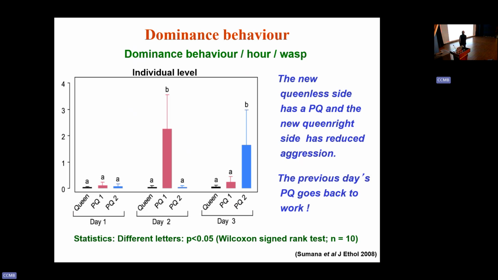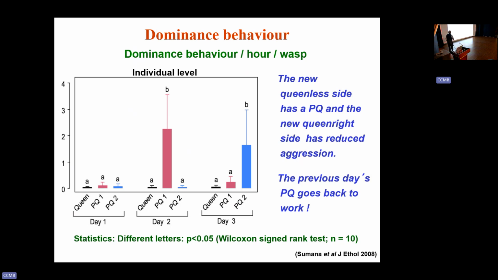This is on day 1, nobody is aggressive. Day 2, one individual becomes hyper-aggressive, and this is on the queenless side. When I move the queen from that side to the other side, this individual drops her aggression, and a different individual on the new queenless side becomes hyper-aggressive. Now we can go back and see what these individuals were doing beforehand. This individual was showing no aggression on day 2 because she was in the company of the queen. This individual stopped being aggressive because now she is in the company of the queen.